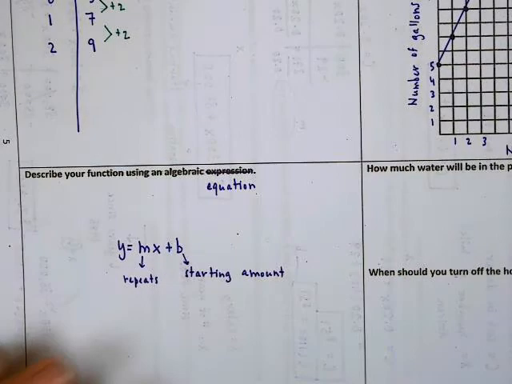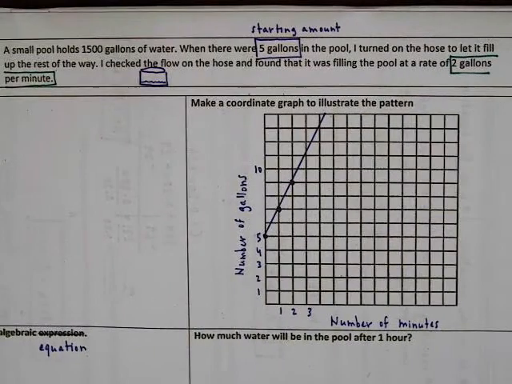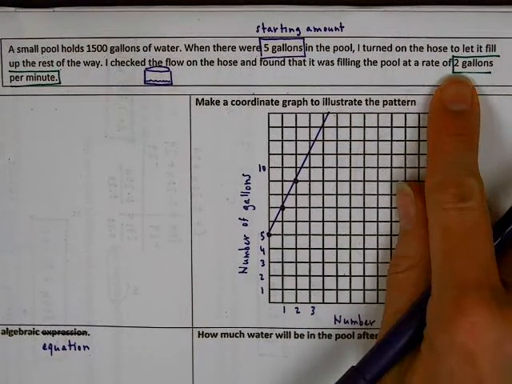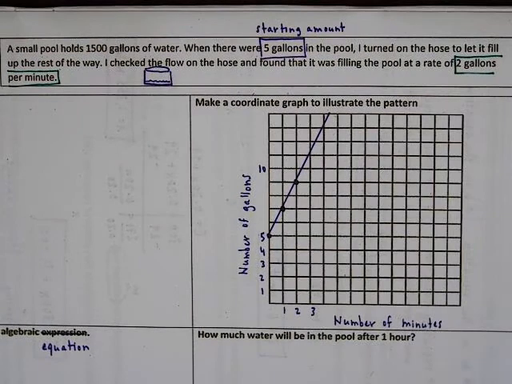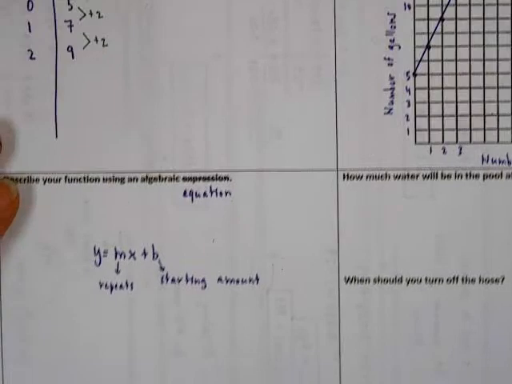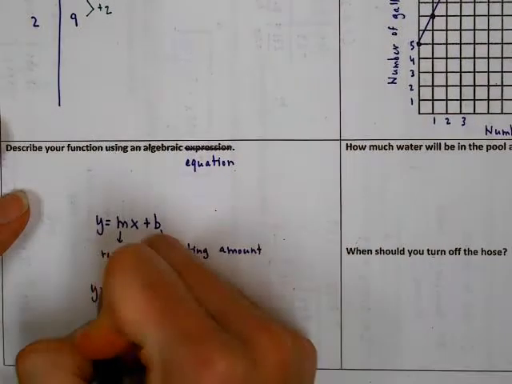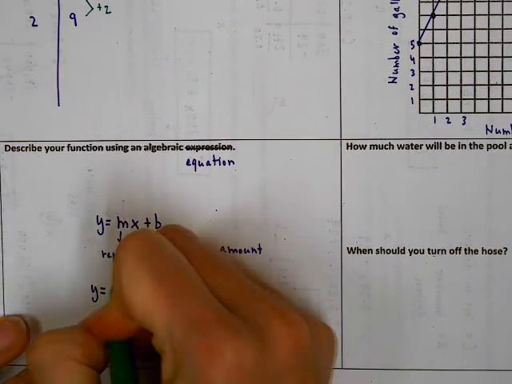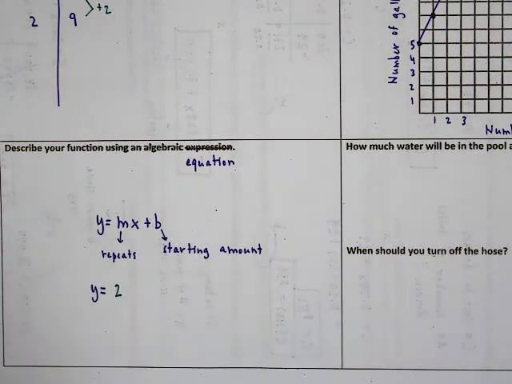So if I go back to the word problem, the part that's repeating every minute is the number of gallons. For every minute that goes by, I add 2 more gallons to the pool. So I'm going to replace my m in my equation with the 2. I'm going to put that here in green to match that.